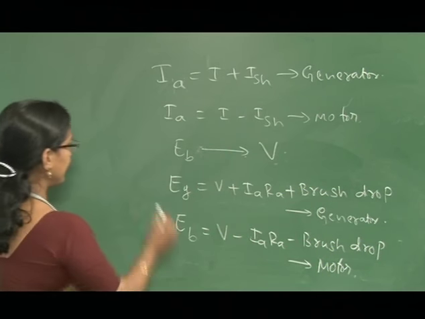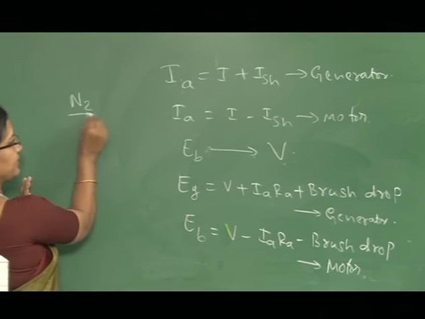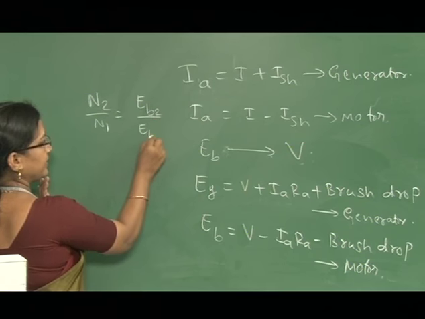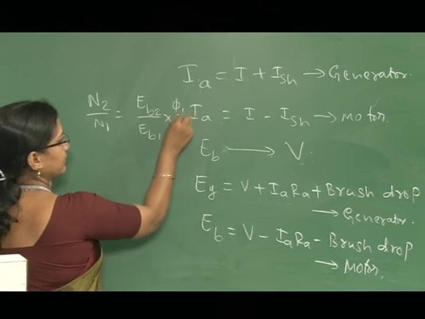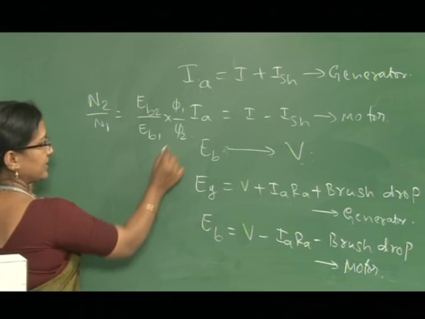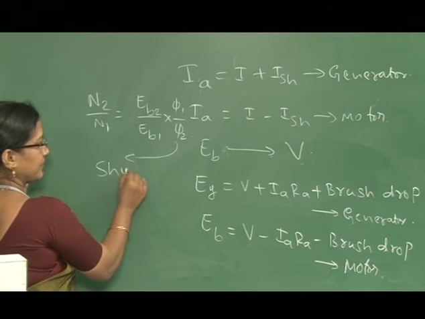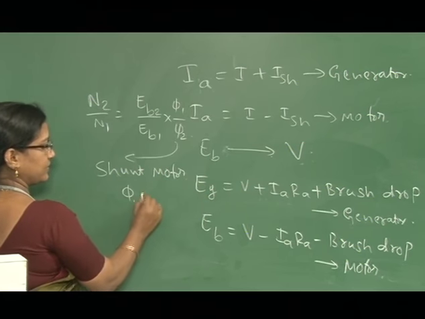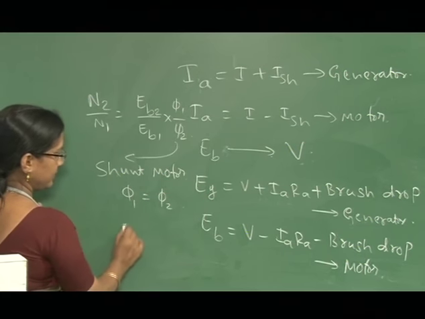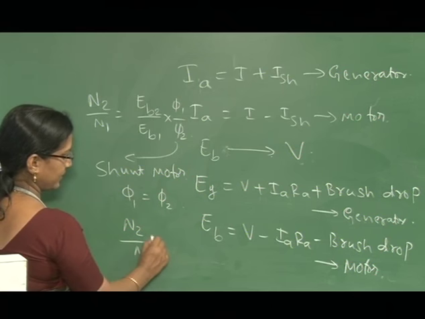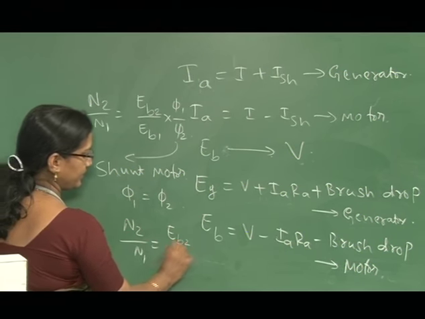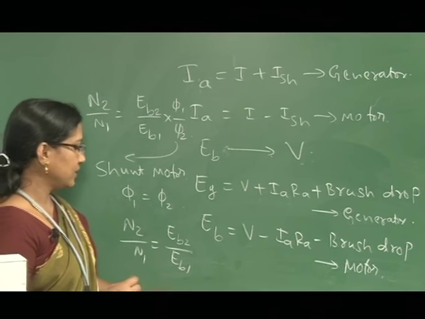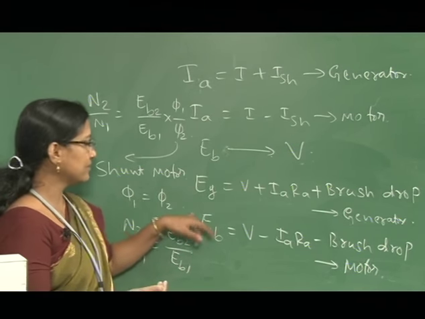We have also used the relationship N2 divided by N1 is equal to EB2 divided by EB1 multiplied with Phi1 divided by Phi2. In case of shunt motor, usually the flux Phi1 is equal to Phi2, that is why we have the equation N2 by N1 is equal to EB2 by EB1. So, I have solved most of the problems on shunt motor about this back EMF.